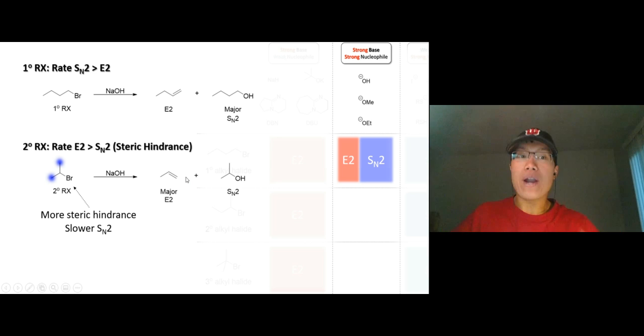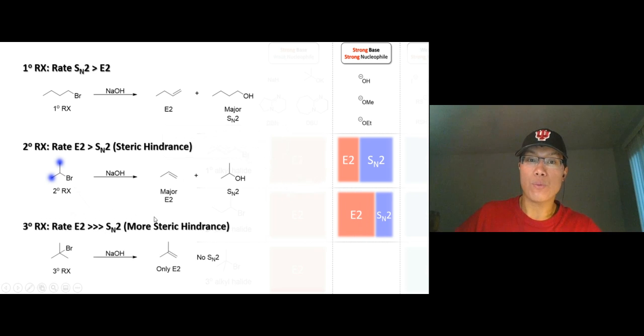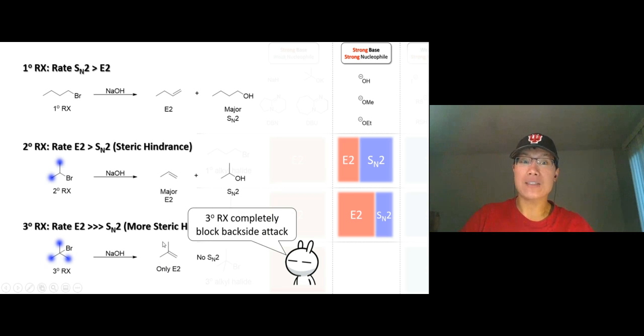Now, what happens if I use tertiary? Oh, it totally blocks SN2. In this case, this guy is going to go just E2, only the E2 product. That's the logic behind it. You use steric hindrance to help you determine the product. So less steric hindrance, go SN2. Higher steric hindrance slows down SN2 enough for E2 to compete. And this one absolutely blocks SN2, so only E2 can happen. So that's how you determine the possible mechanism for these guys.